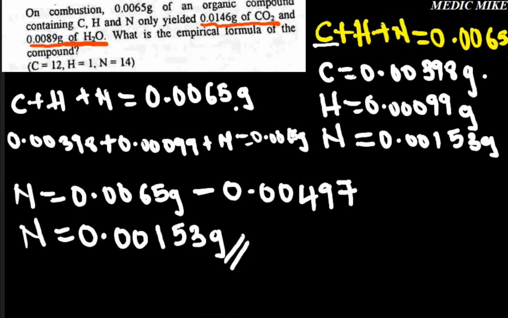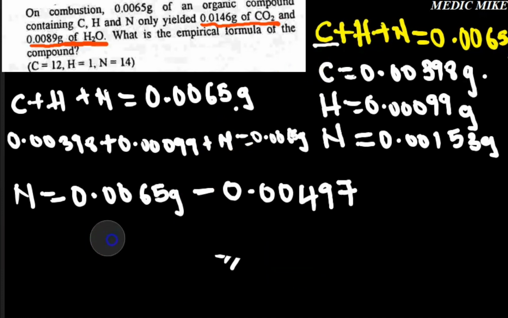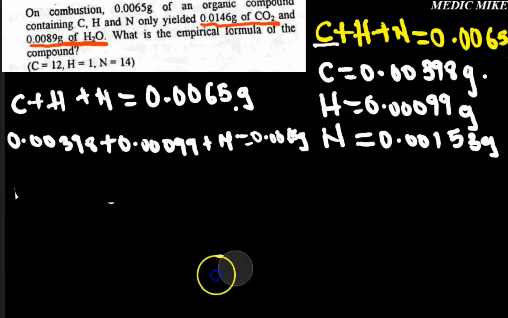Normally in combustion reaction, rather than nitrogen, you might see oxygen, so you will still get the mass of oxygen by the same means, by adding the mass of carbon that we got from CO2 and mass of hydrogen that we got from H2O, then you subtract it from the total mass of the organic compound, you get the mass of your remaining element.